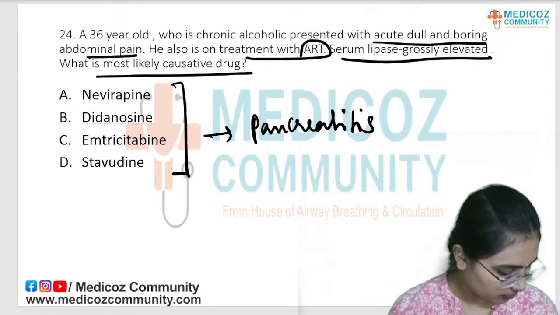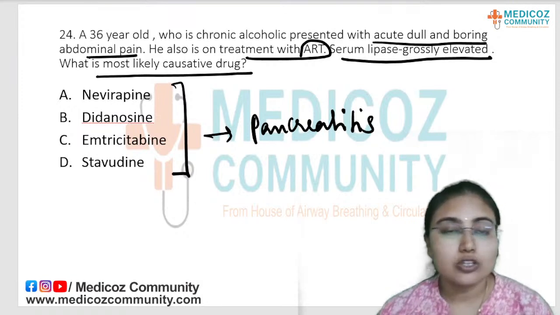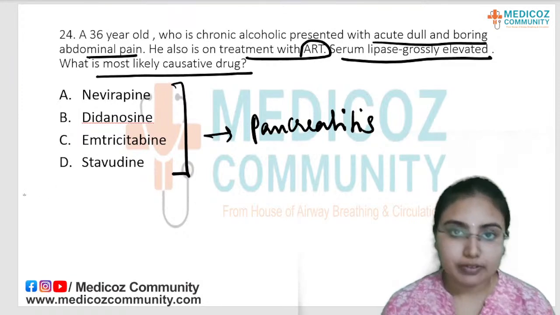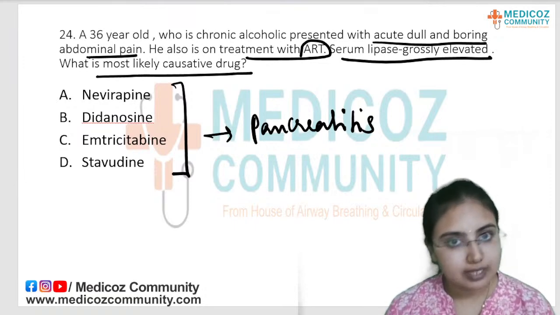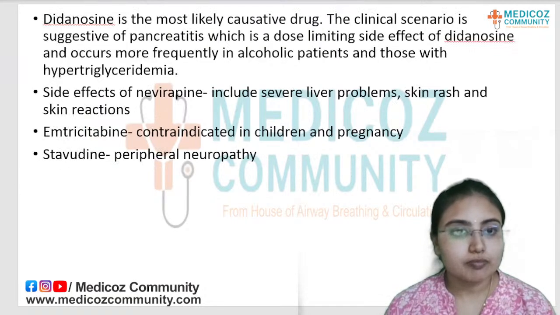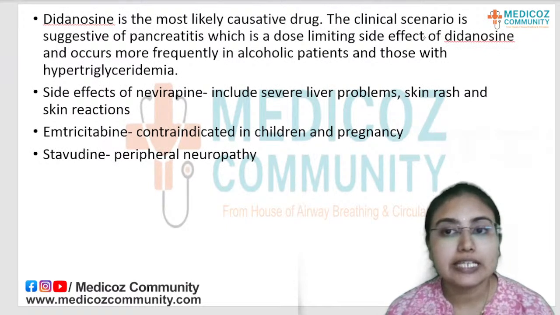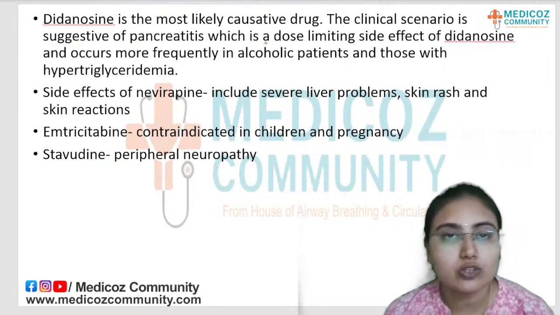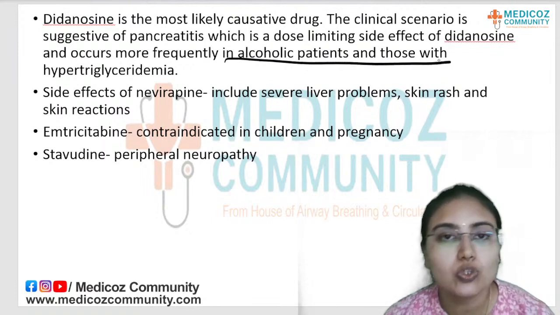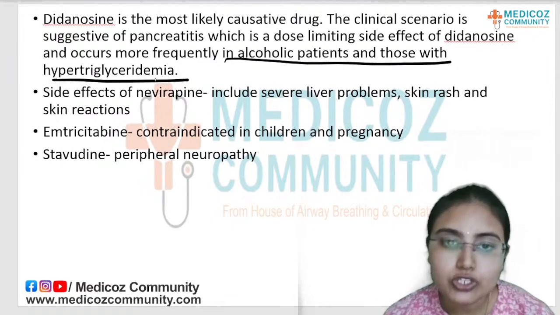Okay. So let's see. ART is a very important topic for your exam, and please keep revising ART. So, didanosine is the most likely causative drug. The clinical scenario is suggestive of pancreatitis, which is a dose-limiting side effect of didanosine. Okay, it occurs frequently in alcoholic patients and those with hypertriglyceridemia. So what about the other options?